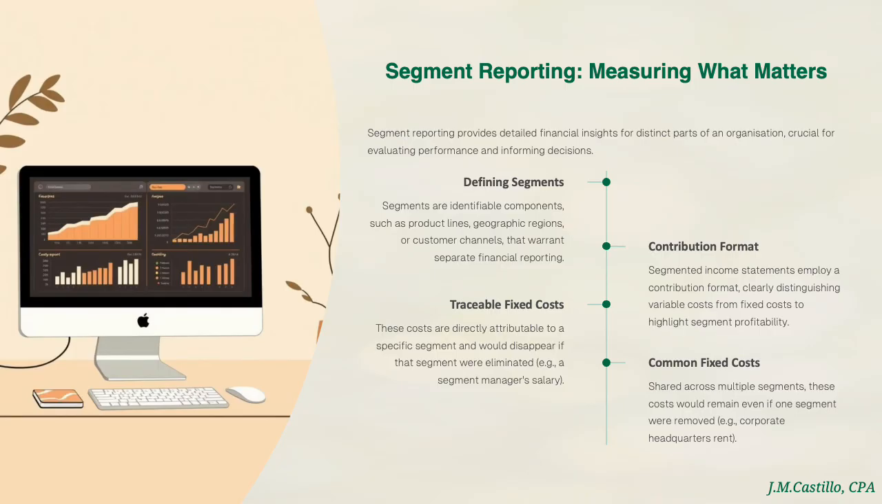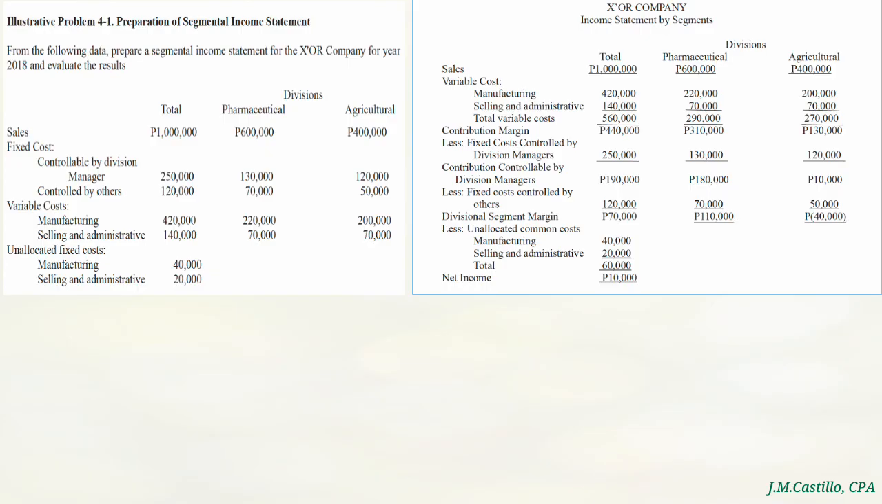We're almost done. So, ito na lang yung ating last example. So, here it is, an illustrative problem. Preparation of segmented income statement. From the following data, prepare a segmented income statement for Shore Company for year 2018 and evaluate the results. So, ang given, hati daw yung division, isang pharmaceutical at isang agricultural.